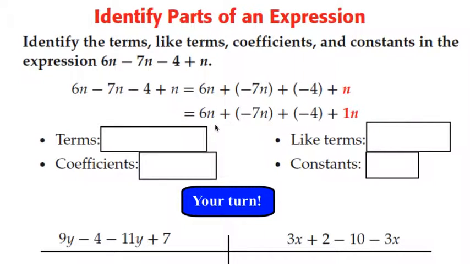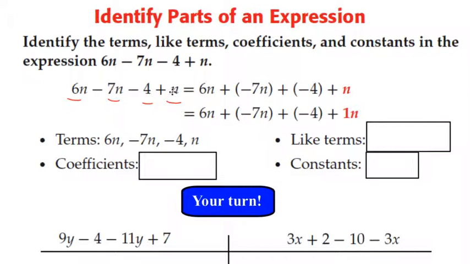So what terms are alike? What terms do we have? How many terms do we have? Well, in this example, we actually have 4 terms. Here's a term, then there's a minus sign. There's a term, then there's a minus sign. There's a term, then there's a plus sign, and there's a term. So we should have 4 different terms, 6n, minus 7n, minus 4, and n.